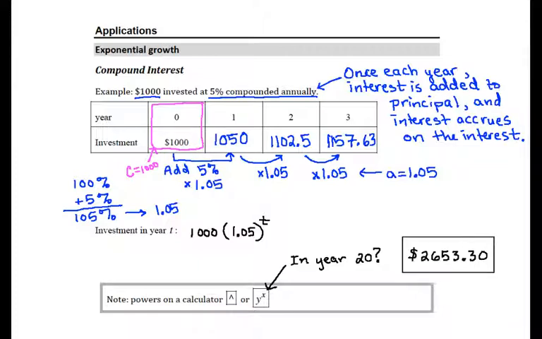Note that the simple interest model, the linear model, after 20 years would get us up to $2,000. It would just be $50 a year for 20 years, so that's $1,000 in interest plus the $1,000 that we started with. So the difference between the exponential model and the linear model increases as we go out farther in time.